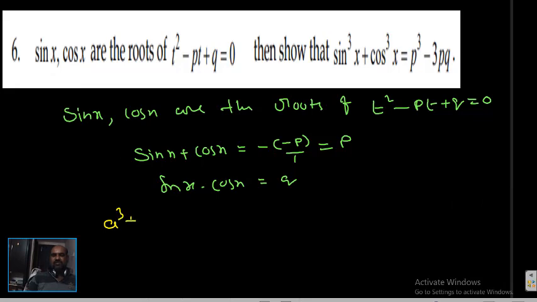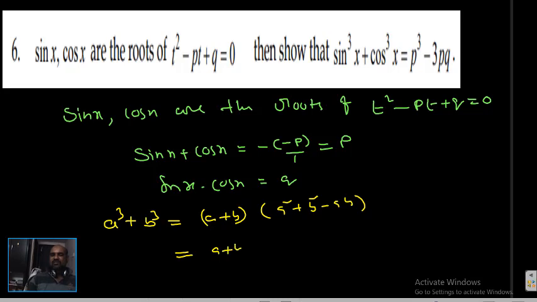a cube plus b cube is nothing but (a plus b) into (a square plus b square minus ab). This is the form of a cube plus b cube. Think of sin x as a and cos x as b. A plus b is given and ab is given, and you want to find a cube plus b cube. That means you need to convert everything in terms of a plus b and ab. So a plus b okay, ab okay, but a square plus b square I don't like.